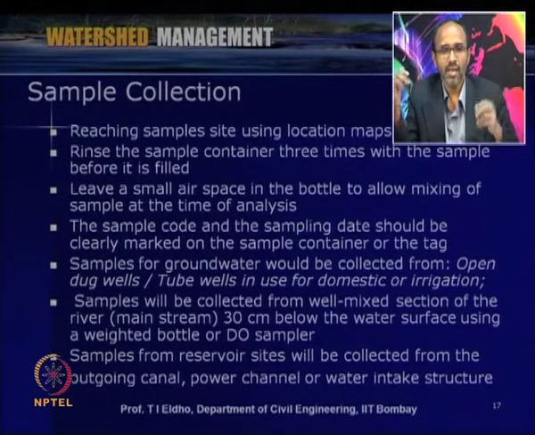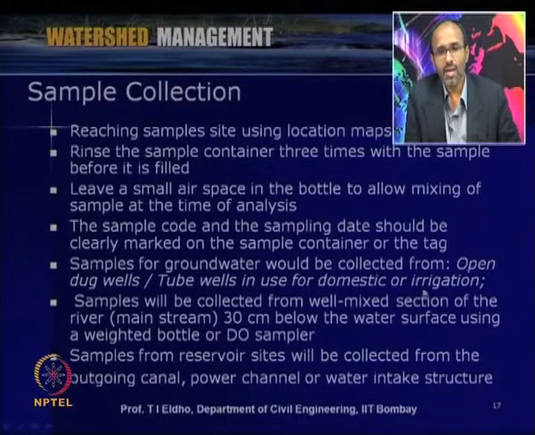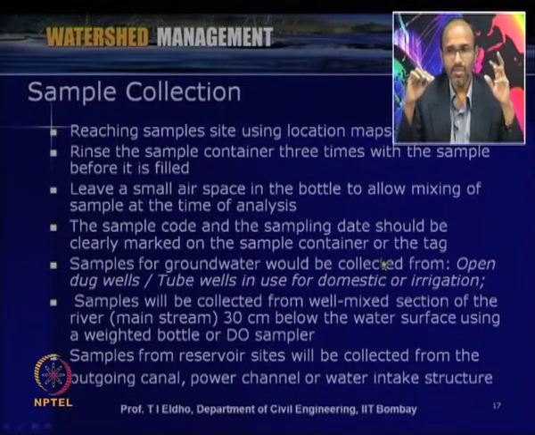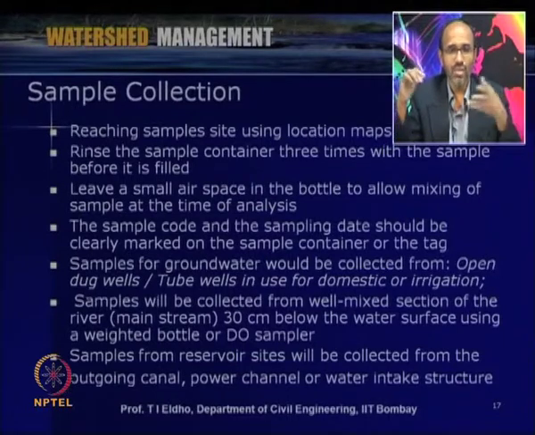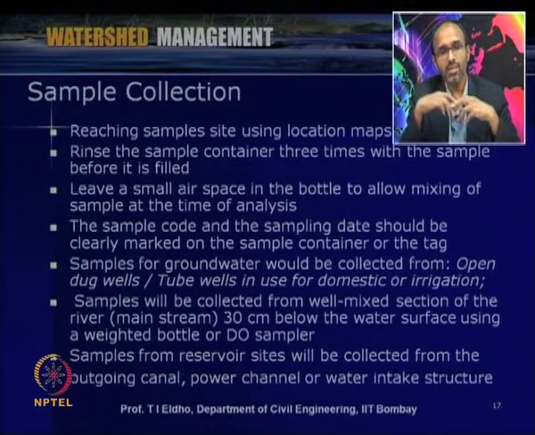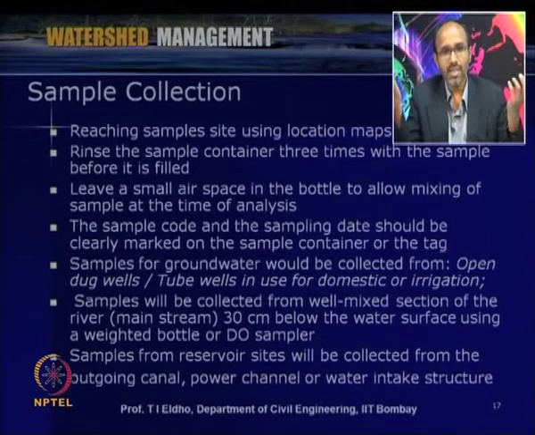So that we identify the site location through specified codes and date like that. Then samples for groundwater, for example, would be collected from open dug wells or tube wells in use for domestic or irrigation purposes. Then samples will be collected from a well mixed section of the river, for example the main stream, 30 centimeter below the water surface using a weighted bottle or dissolved oxygen sampler. Then samples from reservoir sites will be collected from the outgoing canal or power channel or water intake structure. So like that, there will be specified guidelines for sample collection, the frequency of the sampling and then the analysis. So all those things we have to meet in this step number 2.